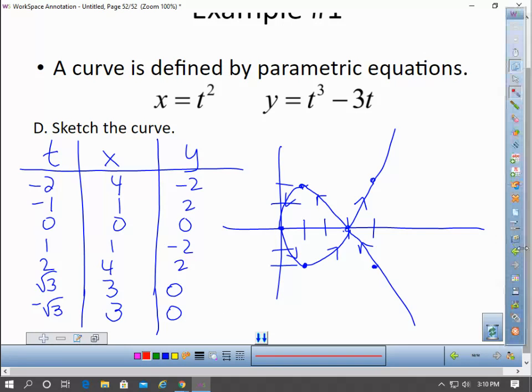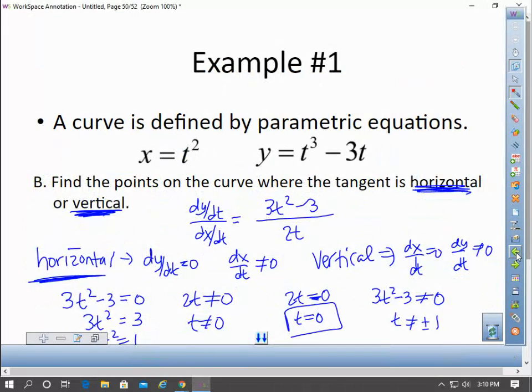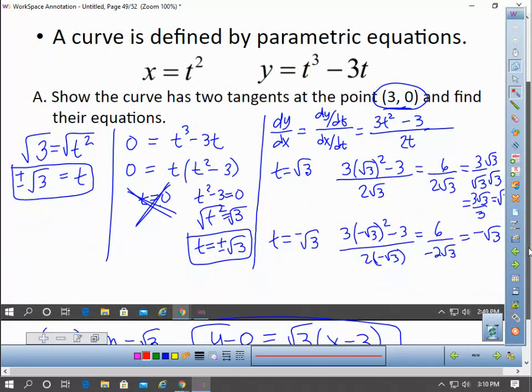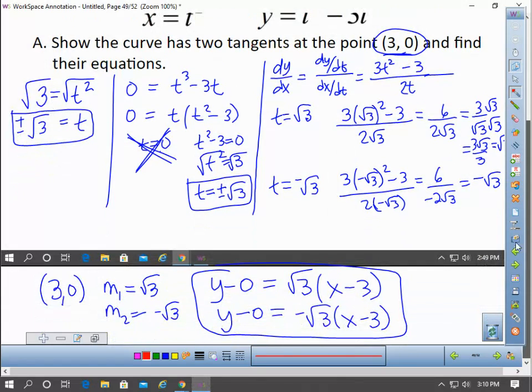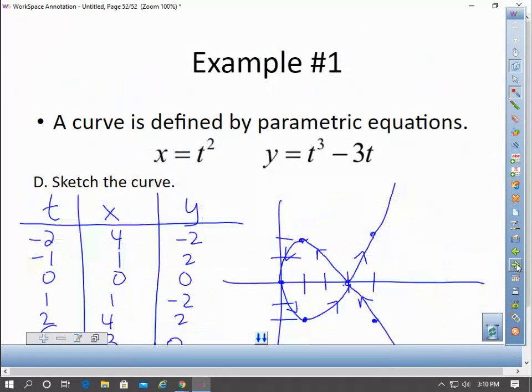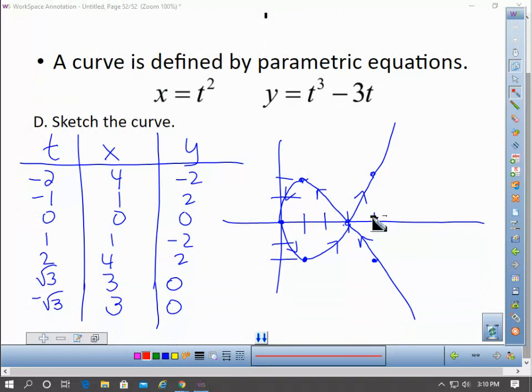All right. So if we go back to A, in A, it said show that there are 2 tangents at the point 3, 0 and find their equations. So we did. We found 2 equations. One of them had a positive slope, one had a negative slope. So if I go back to our picture, at the point 3, 0, we have a tangent line, because when we come up here this way, this has a tangent line this way, and then when we twirl around and come back around this way, it has a tangent line going that way. So it has a negative slope tangent line and it has a positive slope tangent line. All right, so that's those 2.